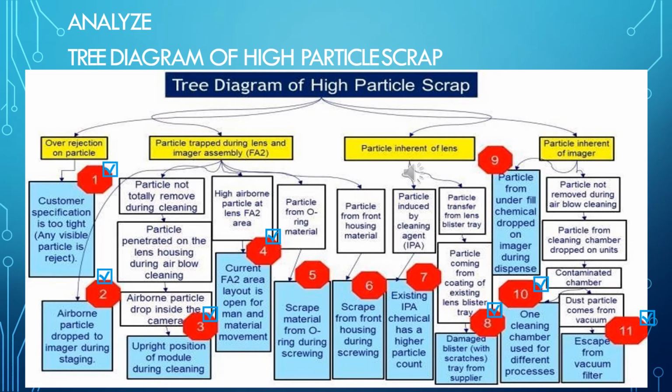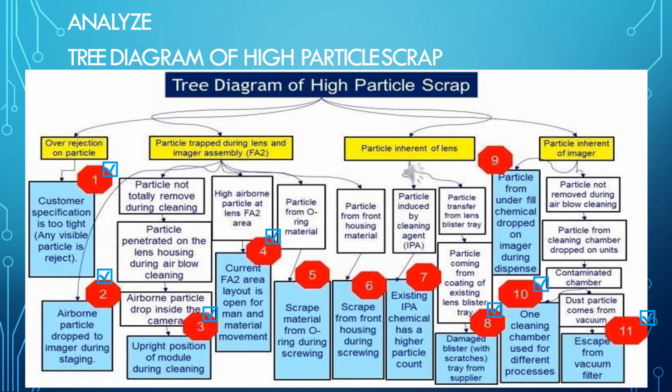After the define and measure phases, we now come to the analyze phase. In this phase, we can dig down into more details regarding the analysis of the high particle scrap. Here, I presented a tree diagram regarding the high particle scrap. As you can see in the yellow ones, there are four categories listed: over-rejection on particle trap during lens and imager assembly, particle inherent to the lens, and particle inherent to the imager.